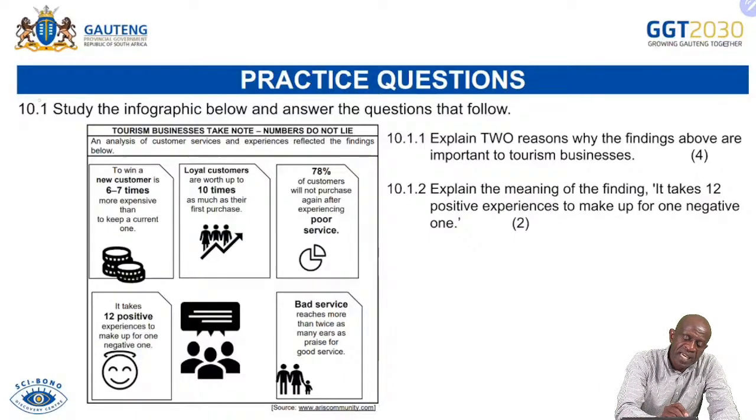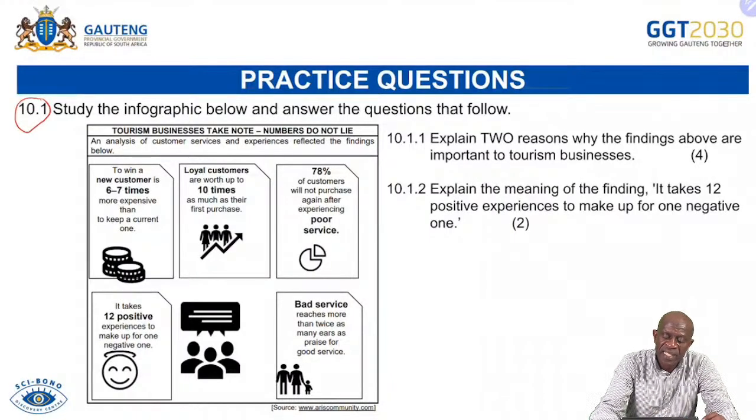As you can see here, I've alluded in the beginning that this is your Section E, Question 10, and as per the structure of the question paper, you can see the first question derived from the past paper. It says 10.1. Now let's hear what it asks. It says, study the infographic below and answer the questions that follow. I'm going to quickly read through what is indicated on the infographic.